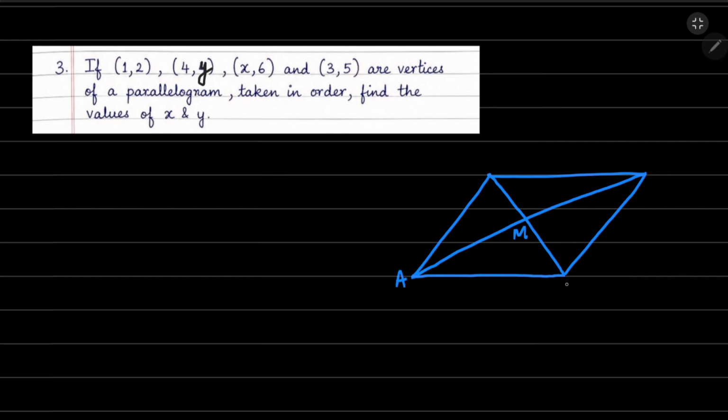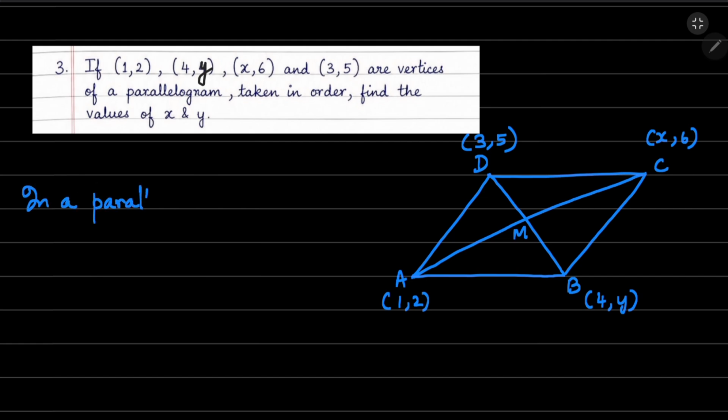Okay, so let us draw A, B, C, D. Let these be the vertices of the parallelogram. What is the point A? (1, 2). B is nothing but (4, y). C is (x, 6). And D is (3, 5). Okay, so we should know that in a parallelogram, the diagonals AC and BD bisect each other.